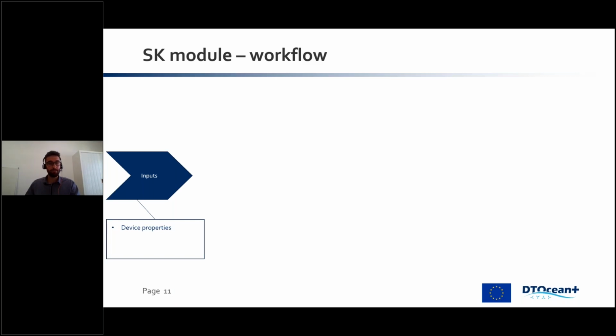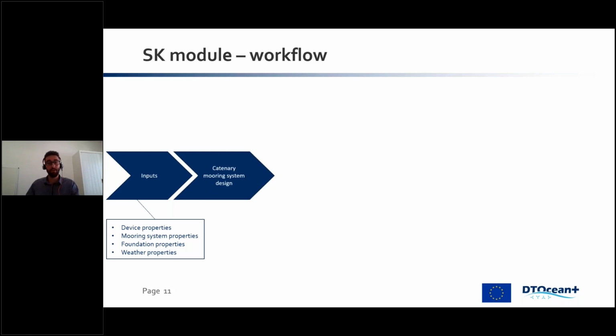In those inputs, the user will gather the device properties, which mainly come from the machine characterization module. The mooring system properties have to be provided by the user, as well as the foundation properties. The weather properties, as I mentioned, come generally from the site characterization module. Then the catenary mooring system design is automatically performed if the user doesn't have a mooring system defined.